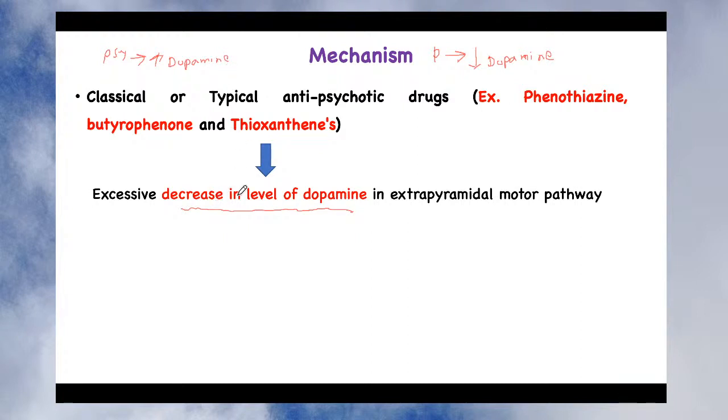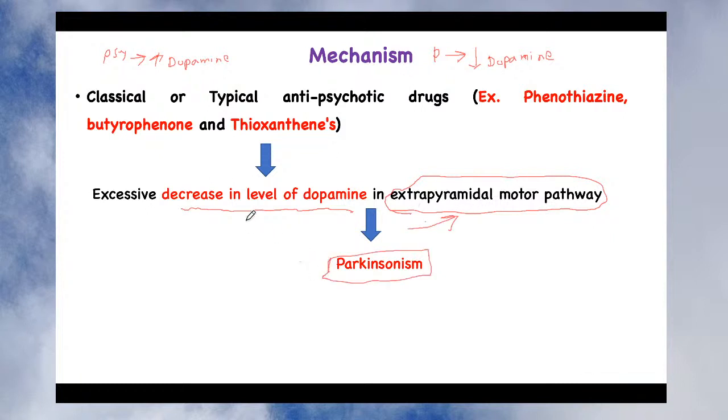So with the excessive decrease in the level of dopamine, especially in the extrapyramidal motor pathway, the patient will show Parkinson-like symptoms. Otherwise, if there is a decrease in dopamine in other pathways or other parts of the brain, which is generally done by typical antipsychotic drugs, it won't produce Parkinson-like symptoms, because Parkinsonism is associated with a decrease in the level of dopamine especially in the extrapyramidal motor pathway.